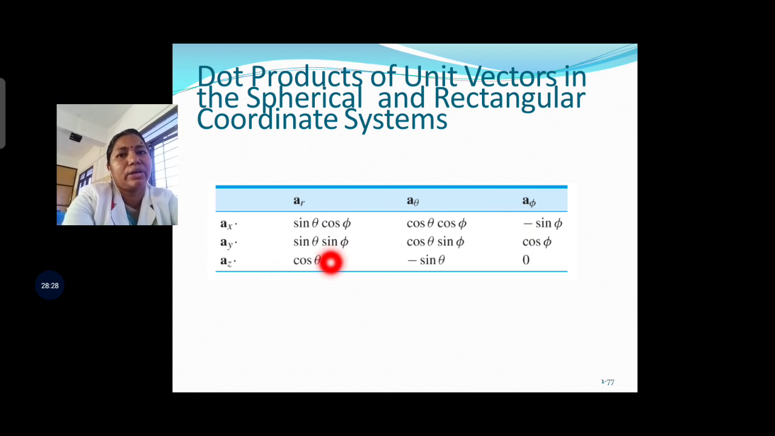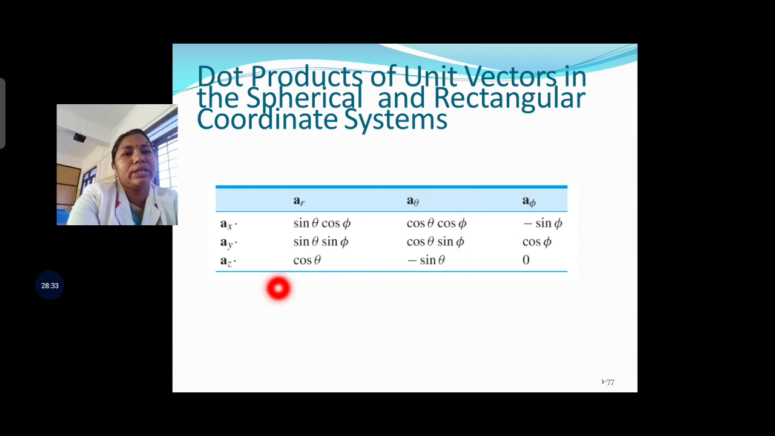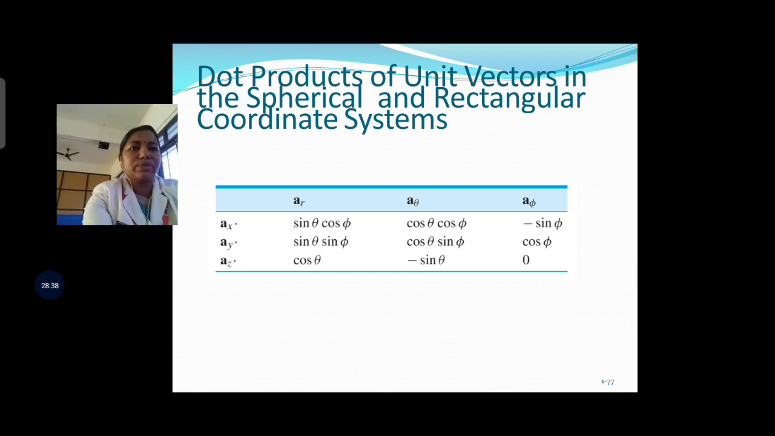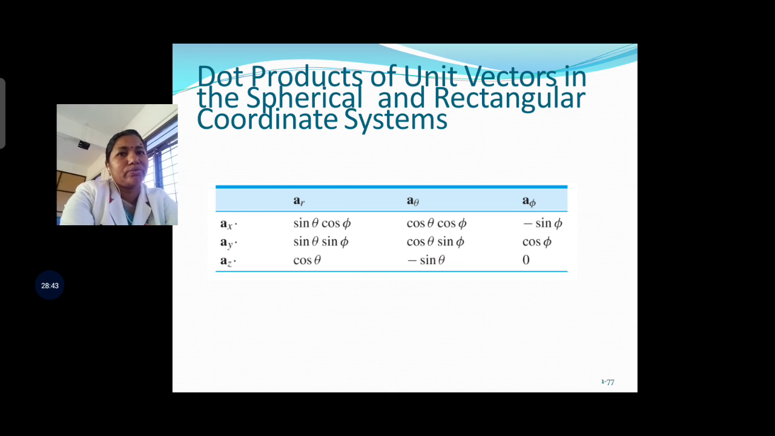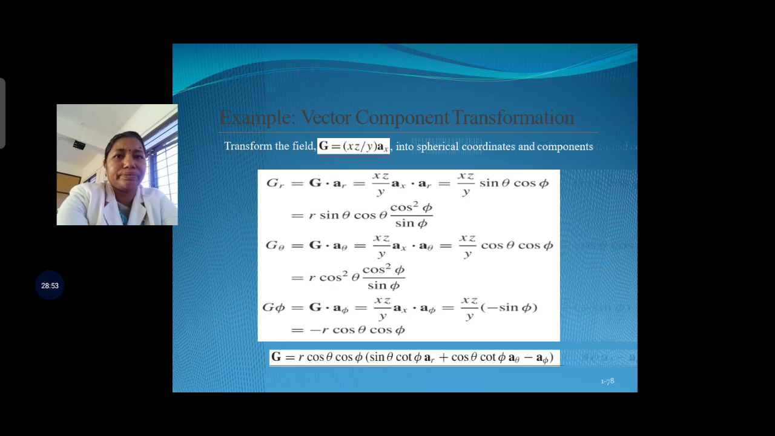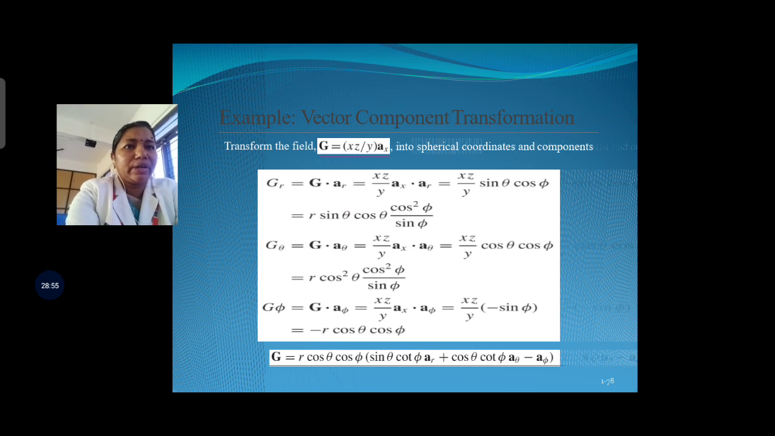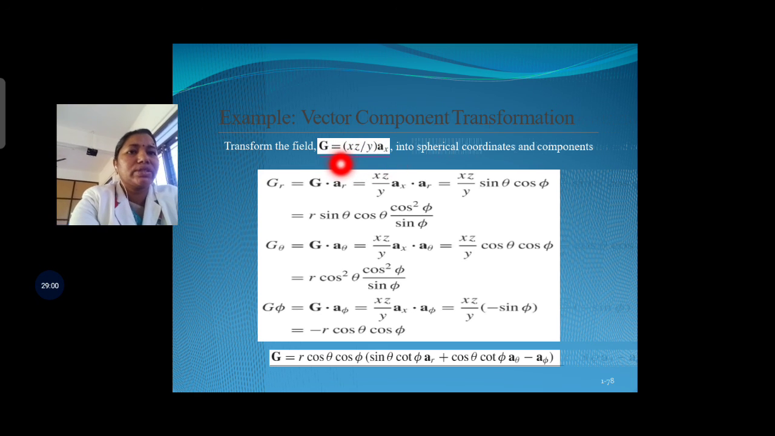A_z·a_r = cos theta, A_z·a_theta = −sin theta, A_z·a_phi = 0. So this is for transformation from a rectangular coordinate to spherical coordinate, or from spherical coordinate to rectangular coordinate. Both are the same, so we can use it for conversion or transformation. Here we have G = xz/y a_x. So xz/y a_x is given.